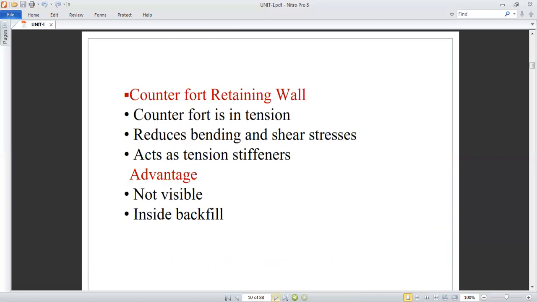The third type is the counterfort retaining wall. The counterfort retaining wall is designed and strengthened with counterforts. A counterfort is similar to a cantilever, and the additional strength is provided with the help of the counterfort, which is cast monolithically at the back of the wall slab. The counterfort is in tension so that it is able to reduce bending and shear stress.